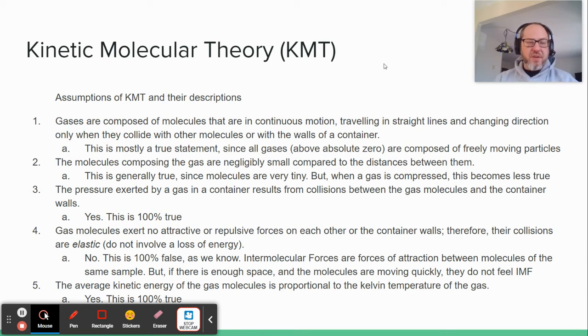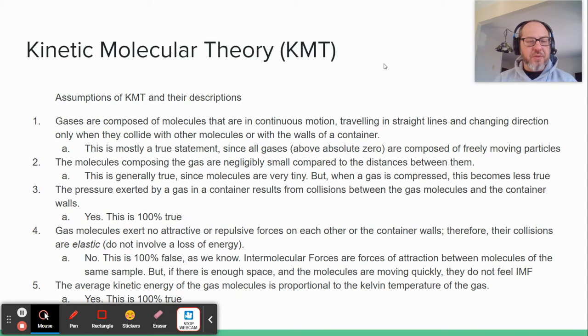Number three, the pressure exerted by a gas on its container results from collisions of the gas particles with the walls of the container. This is absolutely true. 100%. This is what causes pressure. This is what gases do to exert pressure, and this is the definition of pressure.